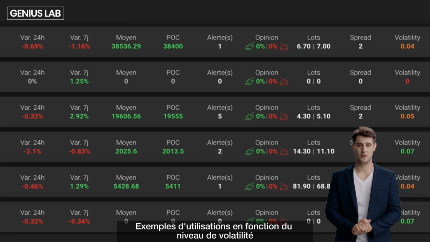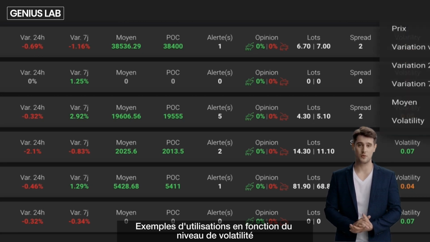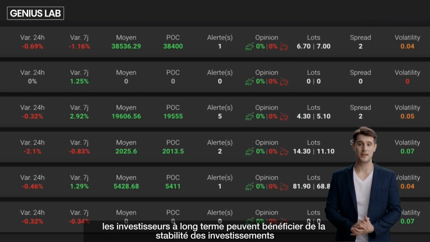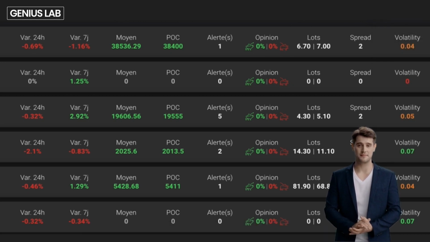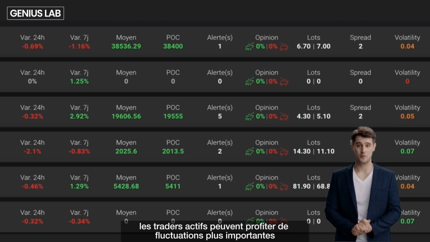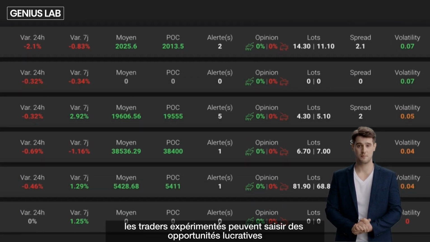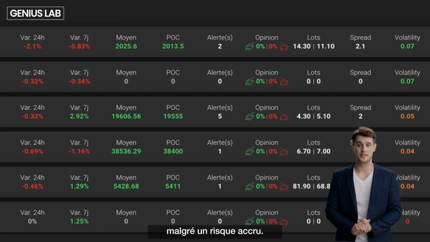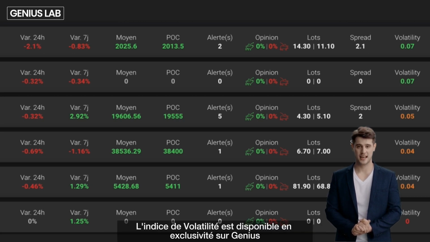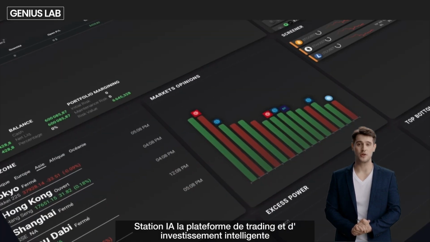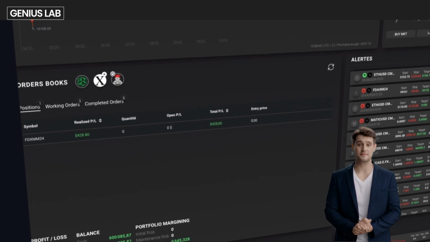Examples of uses according to volatility level. Low volatility. Long-term investors can benefit from investment stability. Moderate volatility. Active traders can profit from larger fluctuations. High volatility. Experienced traders can capture lucrative opportunities despite increased risk. The Volatility Index is available exclusively on Genius Station AI, the smart trading and investment platform.